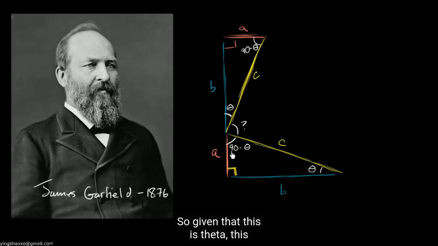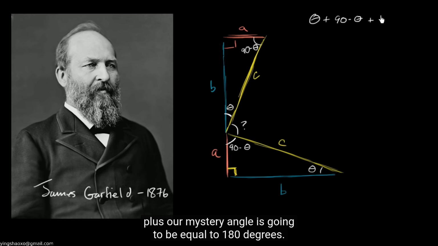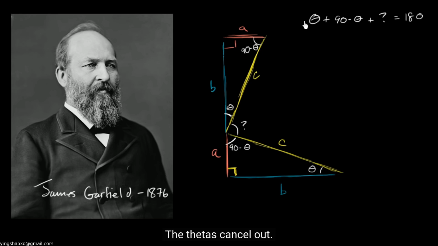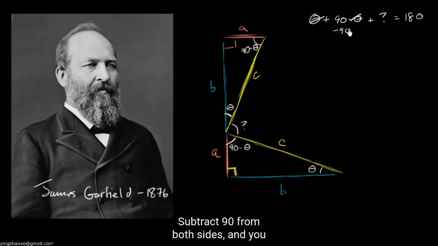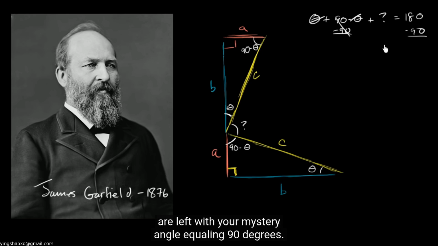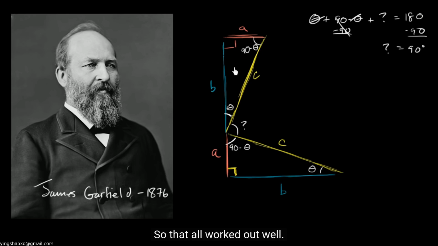So given that this is theta, this is 90 minus theta, what is our angle going to be? Well, they all collectively go 180 degrees. So you have theta plus 90 minus theta plus our mystery angle equal to 180 degrees. The thetas cancel out, and you have 90 plus our mystery angle is 180 degrees. Subtract 90 from both sides, and you are left with your mystery angle equaling 90 degrees. So that all worked out well.